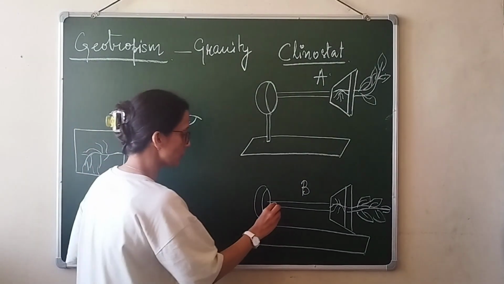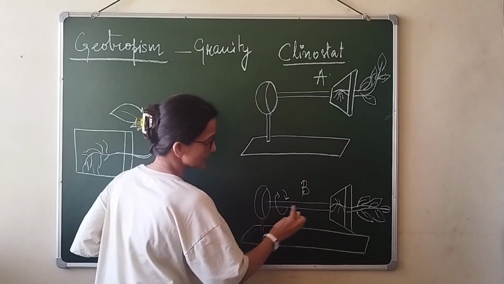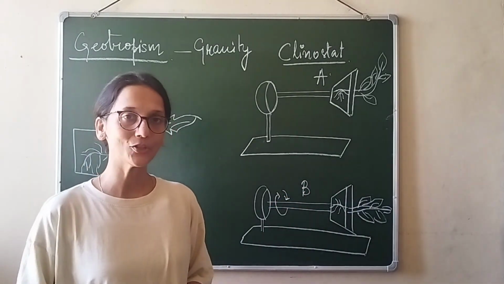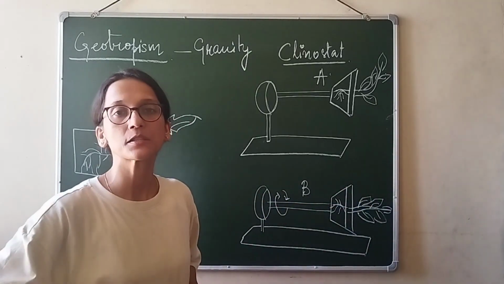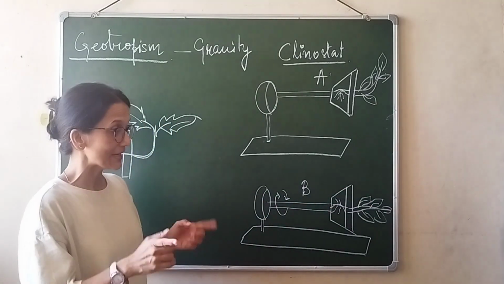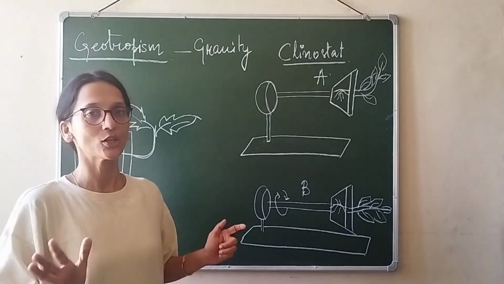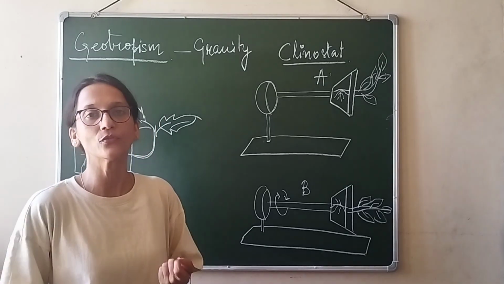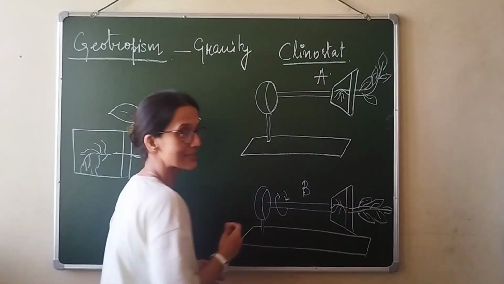In the second case, we are basically rotating this rod which is attached to the pot, as a result of which every part of the plant body is getting exposed to the gravity. That is why now the roots do not grow towards the direction of gravity because it's constantly getting rotated. So every part of the root is getting exposed to the gravity. And same goes with the stem.